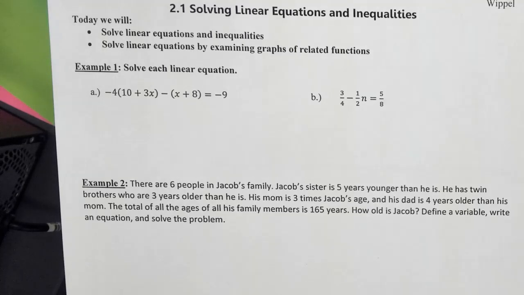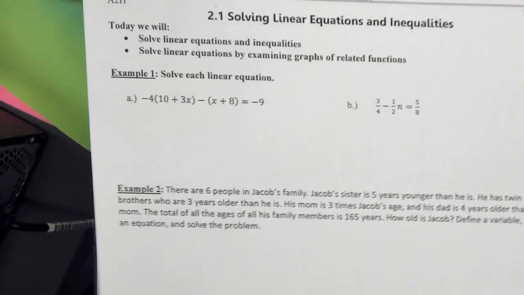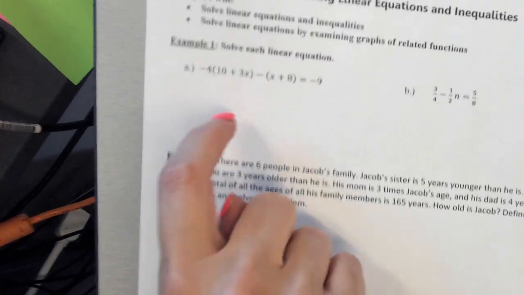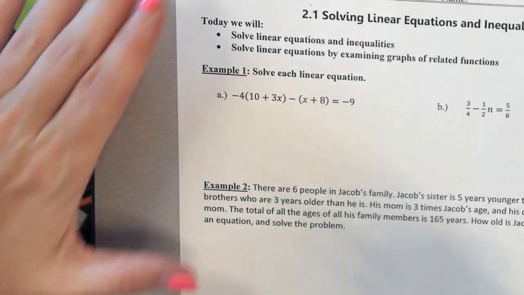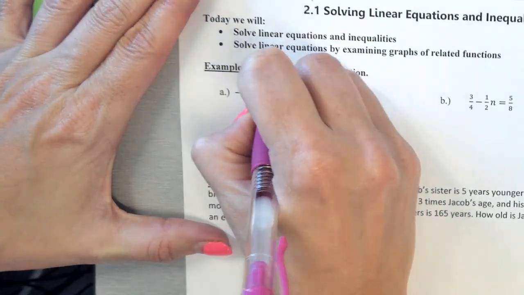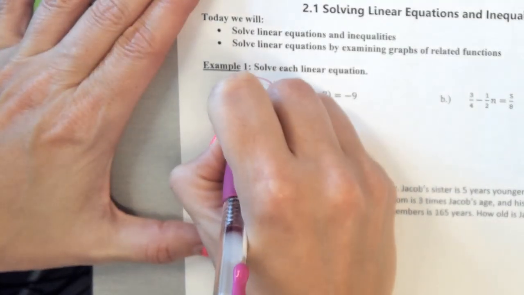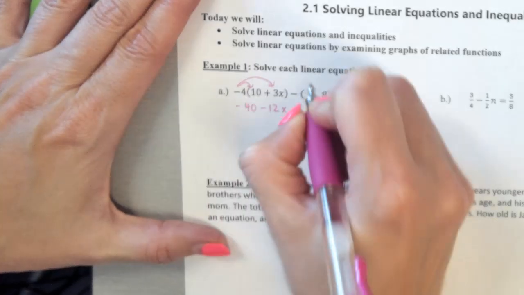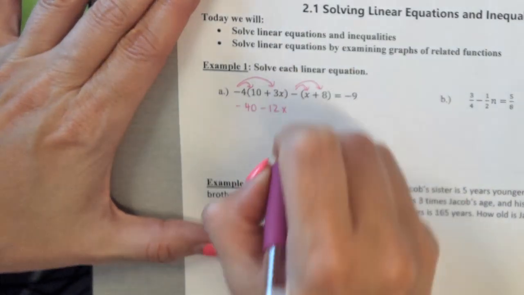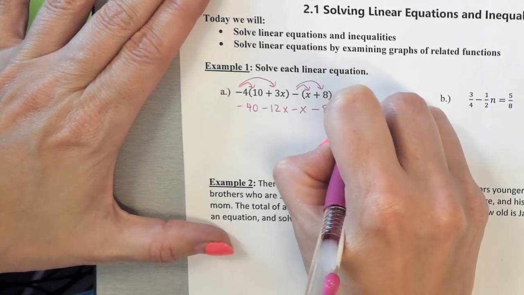Alright, today we're starting chapter 2, where we're going to be solving linear equations and inequalities, and we're also going to be looking at graphs of related functions. So I asked you to solve this by using the distributive property. So we should have got negative 40 minus 12x, and then we do have to distribute this negative as well. So it's a negative x minus 8.